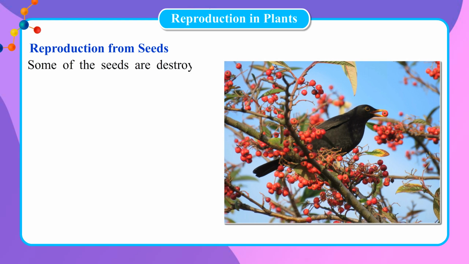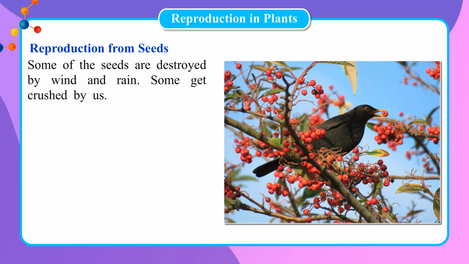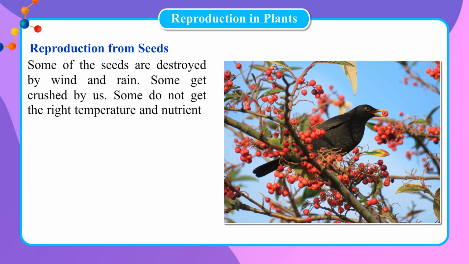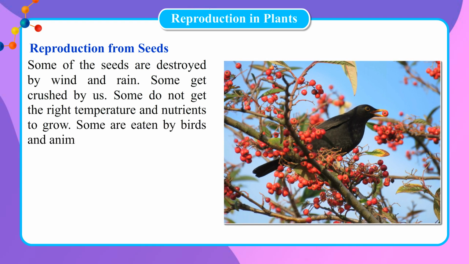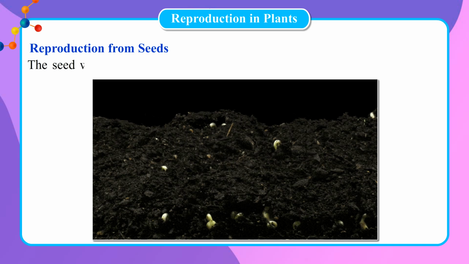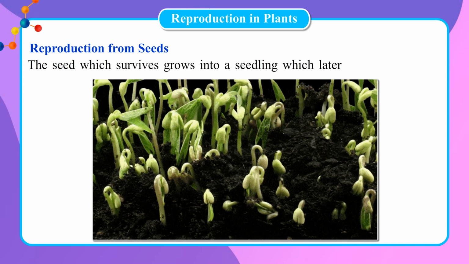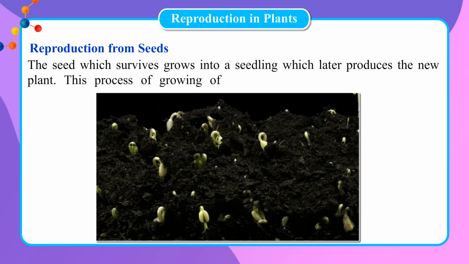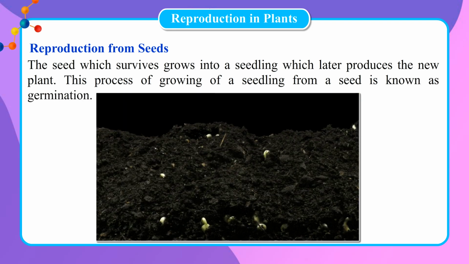Some of the seeds are destroyed by wind and rain. Some get crushed by us. Some do not get the right temperature and nutrients to grow. Some are eaten by birds and animals. The seed which survives grows into a seedling, which later produces the new plant. This process of growing a seedling from a seed is known as germination.